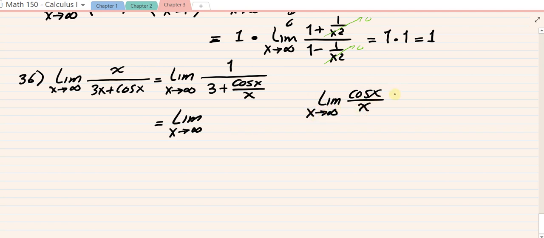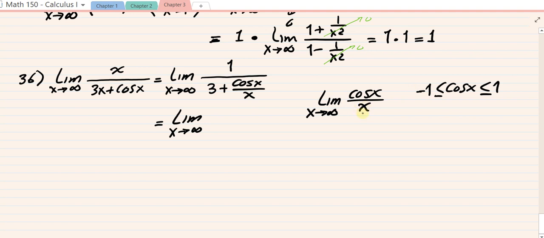We know the numerator is going to fluctuate between plus and minus 1, as cosine fluctuates between 1 and negative 1. So the numerator is fluctuating between positive and negative values. Let me write that: cosine of x is bounded between 1 and negative 1. We know that. But it's going to be a constant.